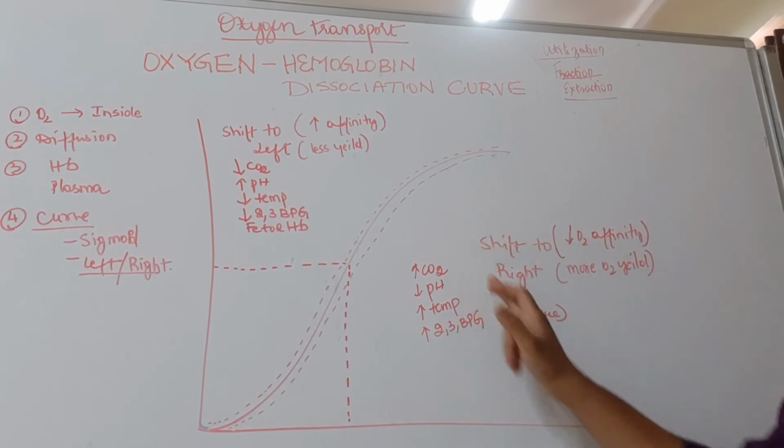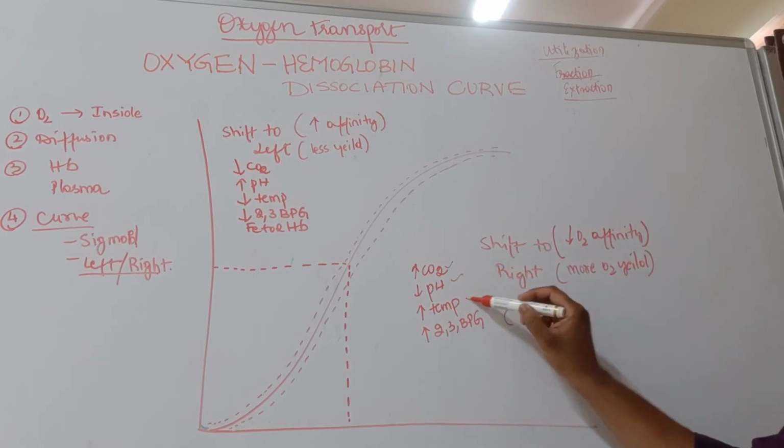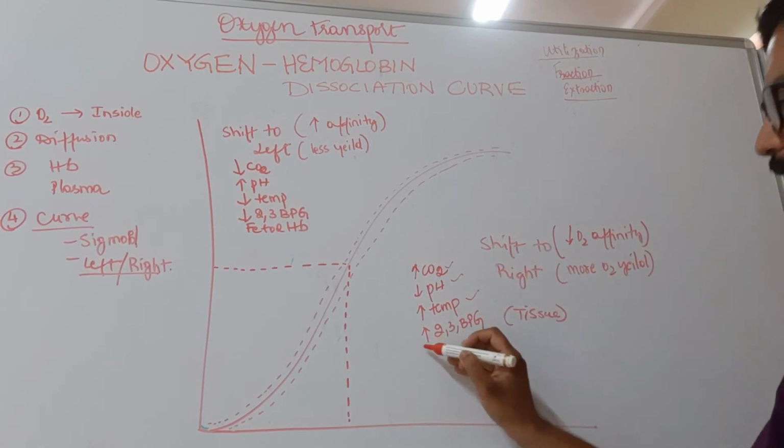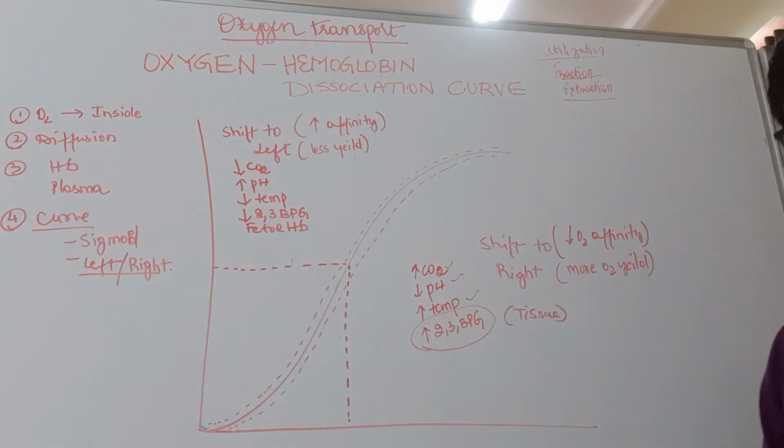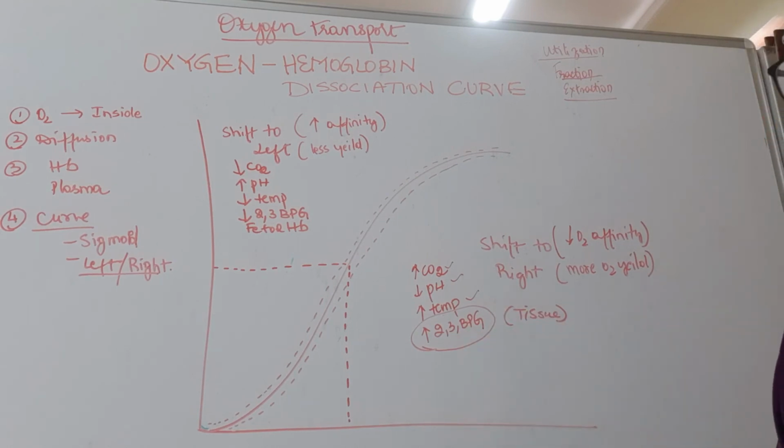It is seen in the tissues, where during tissue metabolism there is increased carbon dioxide production, decrease in the pH, increase in the temperature, and also the other factor, 2,3-bisphosphoglycerate. As already explained, it is an organic phosphate that is produced during glycolysis in the erythrocytes. Normally, this 2,3-bisphosphoglycerate is metabolized. If it is produced in an increased quantity, it will compete with the site of the oxygen, and the oxygen affinity towards the hemoglobin is decreased.